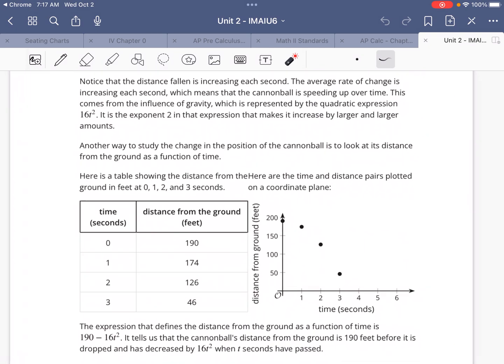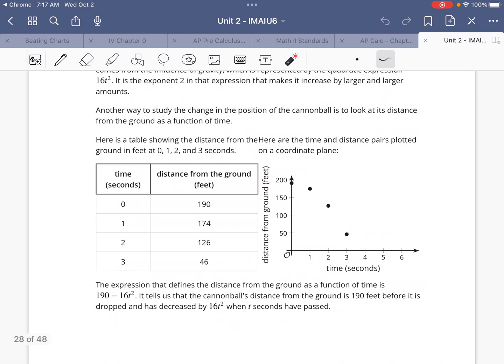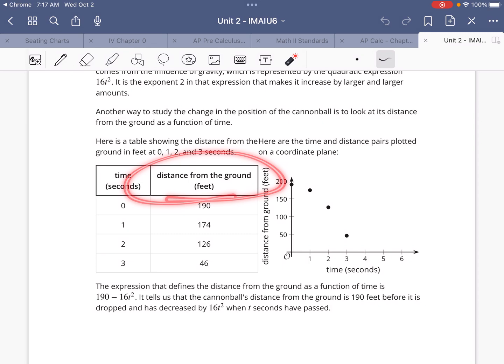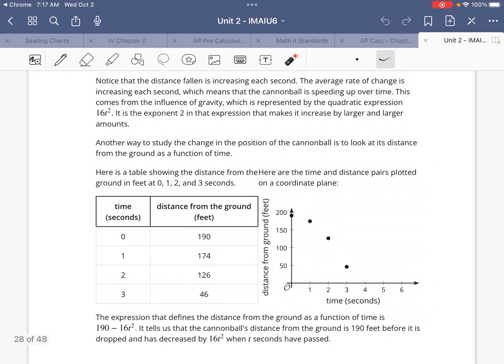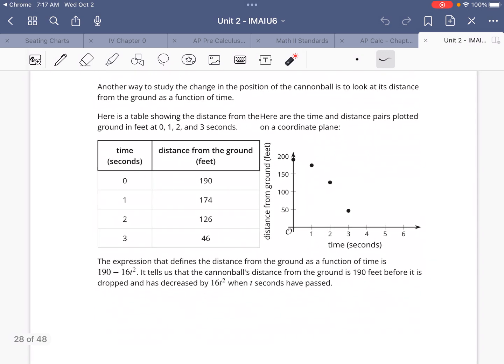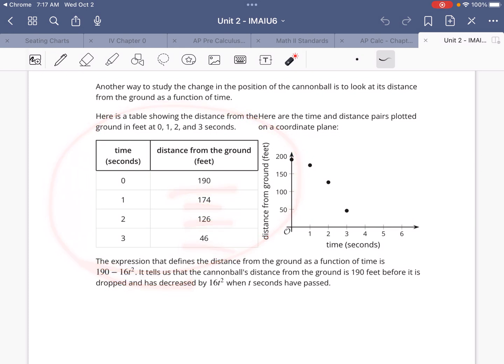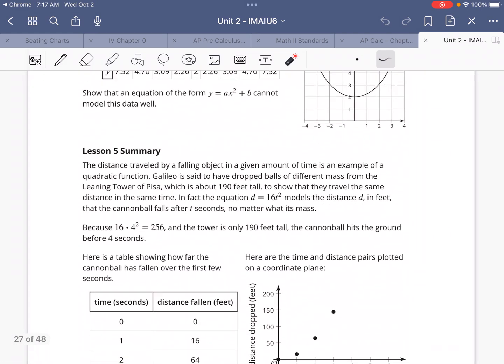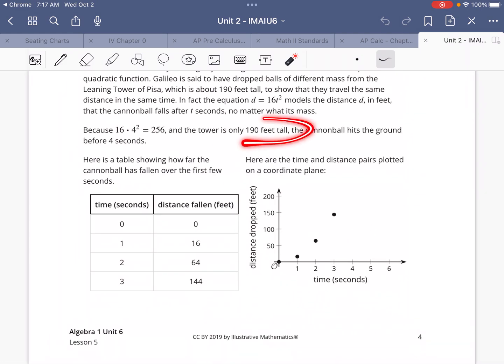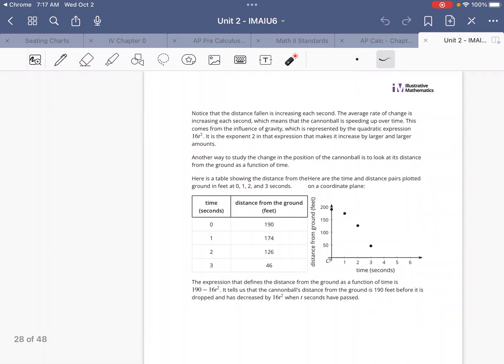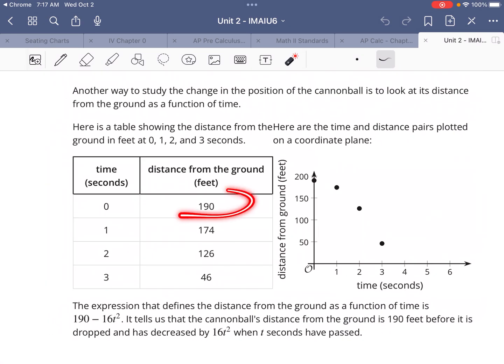Now, this is for the distance that it's fallen. Sometimes what we would rather do is come up with an equation that tells the distance from the ground. That's a slightly different calculation. So if you take a look at this, here's a table of values that shows the distance from the ground in feet after a certain number of seconds. Well, if you go back, this tower we said was 190 feet tall. So at 0 seconds, it would make sense that it's 190 feet off the ground.